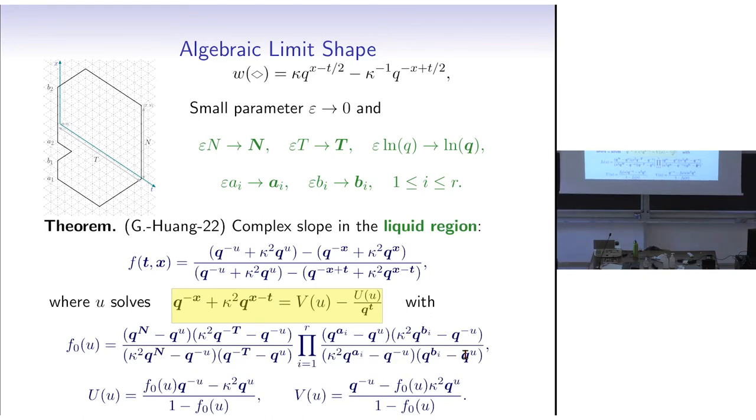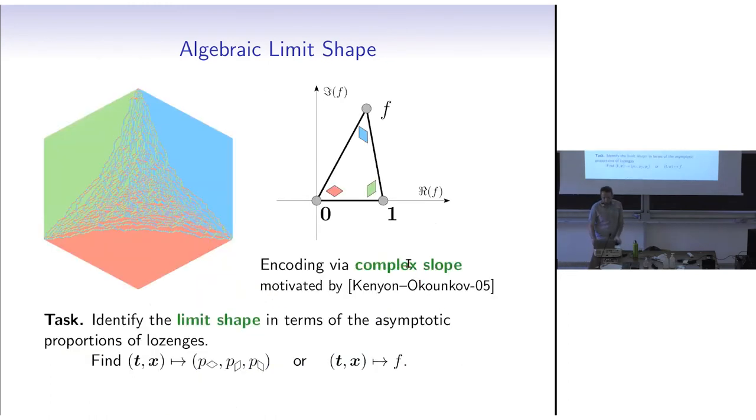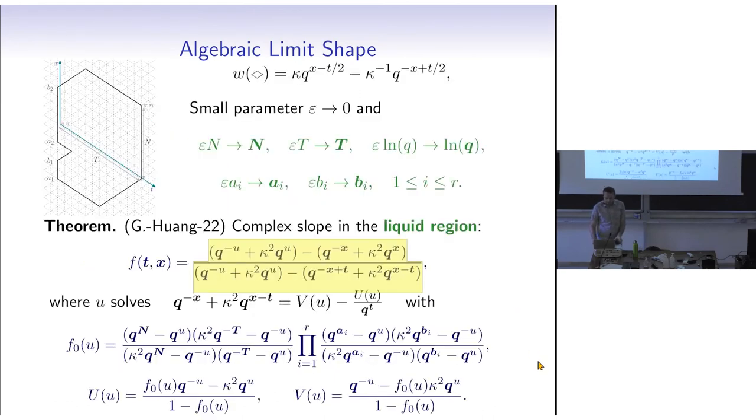Anyway, it doesn't matter. You take any of these solutions, and now you do some rational transformation out of this solution. And they claim that the result is precisely your complex slope at your point. There is a procedure: you solve the algebraic equation, then you do a rational transformation, and then you get the complex slope, which encodes the proportions of your lozenges through these formulas, right? Through this triangle. Okay, so that's the theorem.